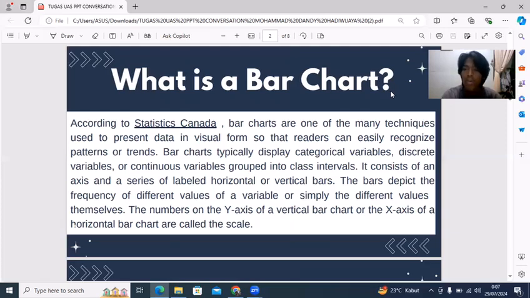A bar chart or bar graph is a type of data visualization that uses rectangular bars to represent quantitative data. Each bar in the chart represents a specific category or group of data, and the length or height of the bar indicates the value or size of the data it represents.